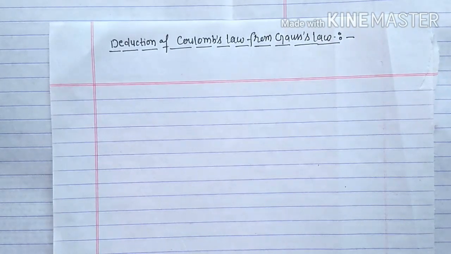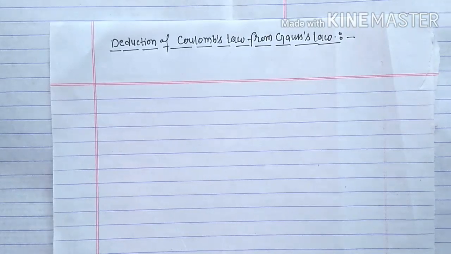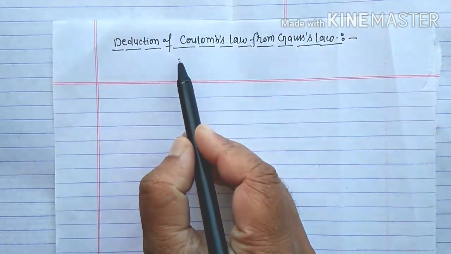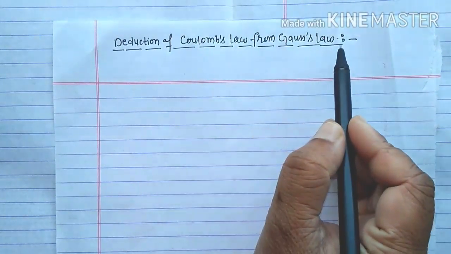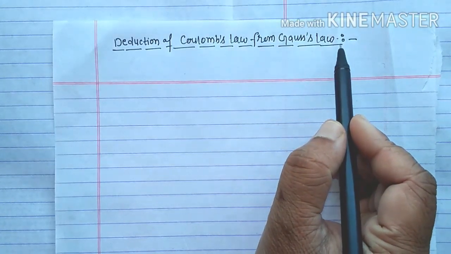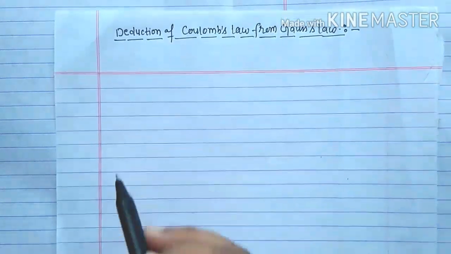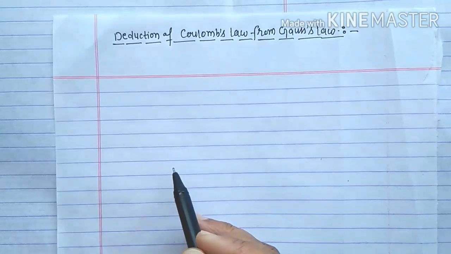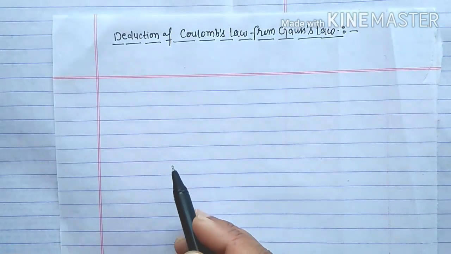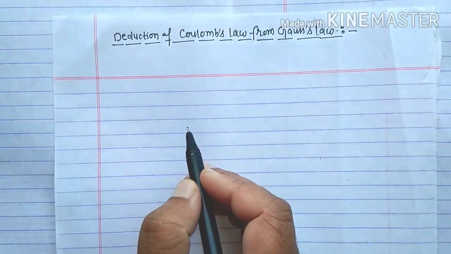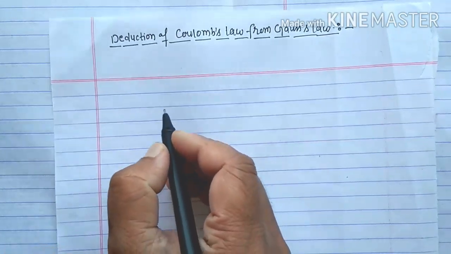Today we are going to discuss application of Gauss law. So first application of this Gauss law is deduction of Coulomb's law from Gauss law. So before starting this application or this derivation, let's consider 2 point charges.